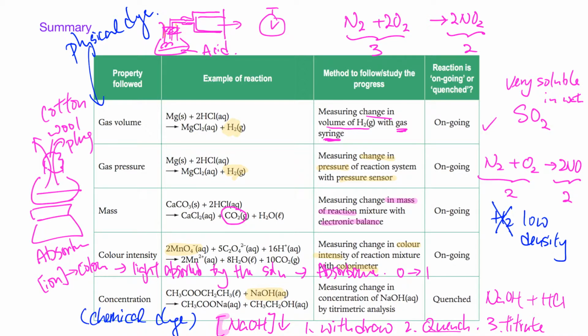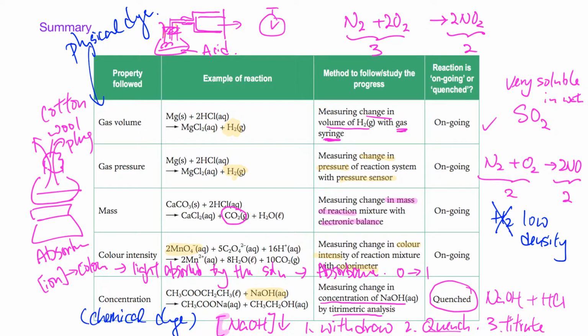For quenching, we mainly cool the reaction mixture with cold water, or we directly pour some cold water into the reaction mixture to dilute the whole process. So basically, if there is one acid or alkali molecule in the reaction, then we can measure the change in concentration of NaOH in this case by titrimetric analysis. But the disadvantage of it is we're going to quench the reactions.